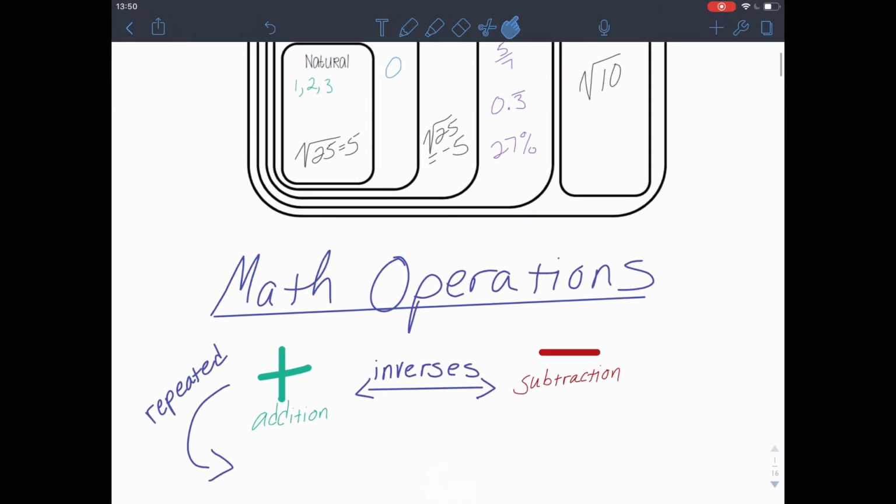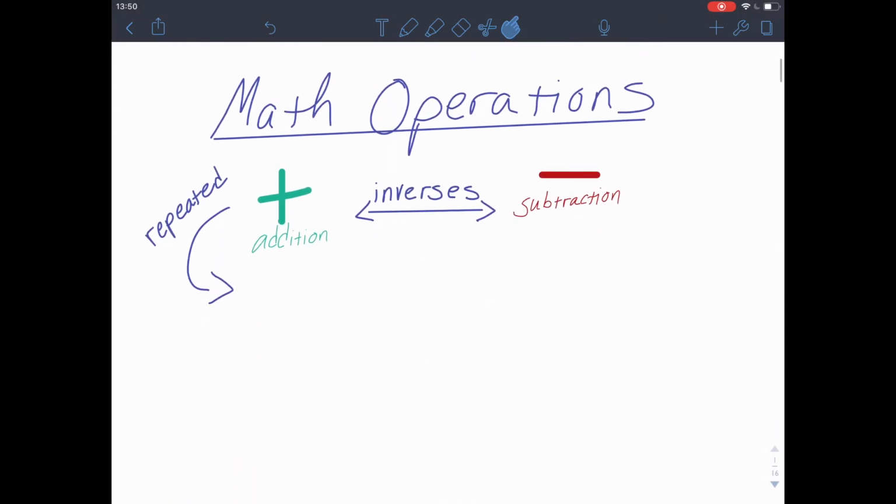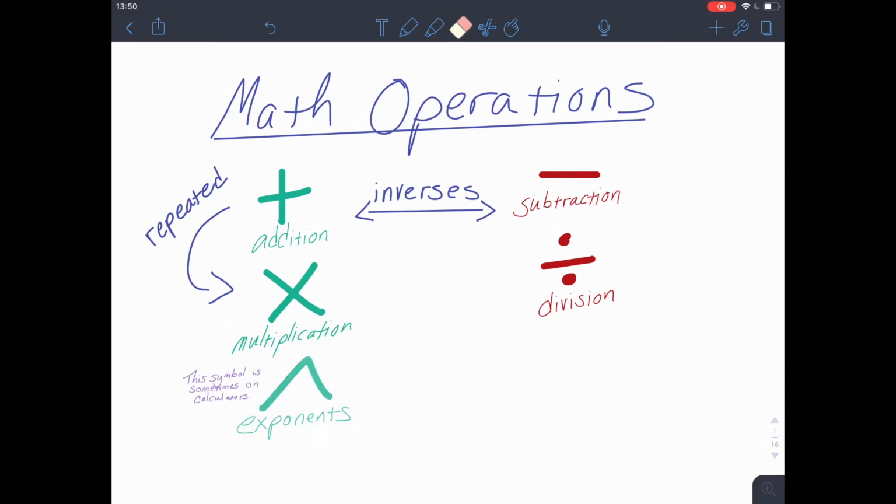Now, the other thing we need to keep in mind with this are our math operations, because finding roots is actually just another math operation. So we know that addition and subtraction are inverse operations, and repeated addition is just multiplication, which is the inverse of division. And then repeated multiplication, as we saw, is what we do with our exponents and our powers.